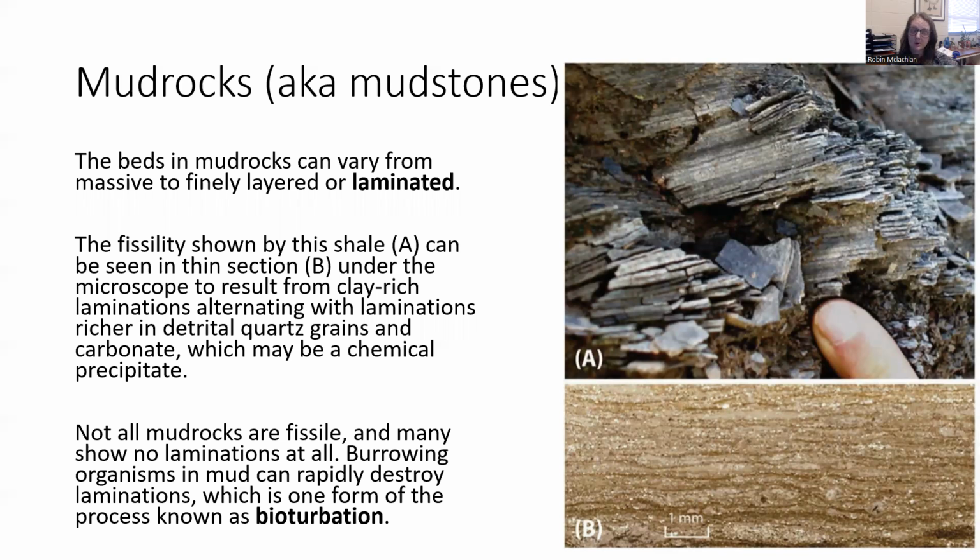Right. So not all mud rocks are fissile, and many show no laminations at all. But it helps if they do. It's really easy to identify them if they do. And one of the reasons they can lose their layering, their fissility, is because before the sediment is lithified into a solid rock, organisms can go in there, like worms, like crabs, and mix up the sediment. We call that bioturbation. And bioturbation destroys any sort of layering or fissility before it's preserved in the rock.